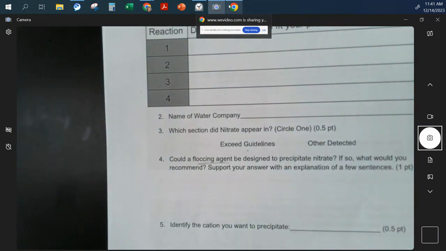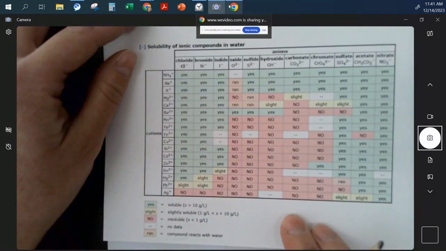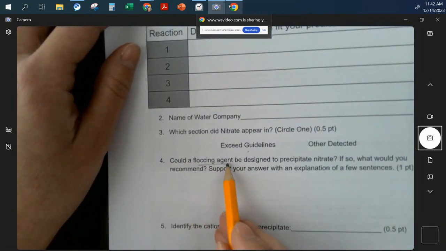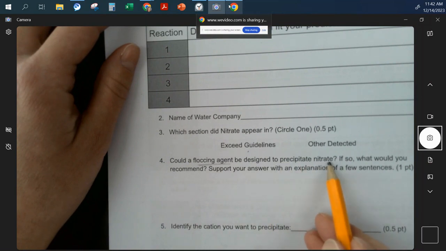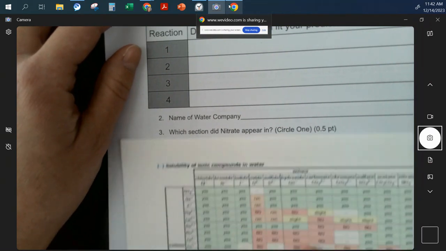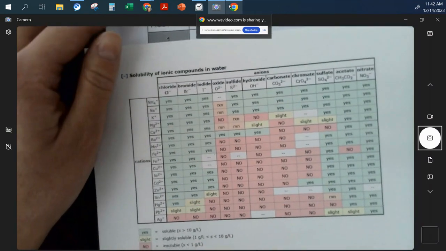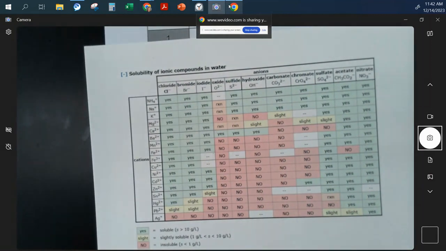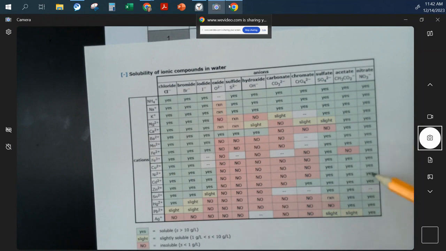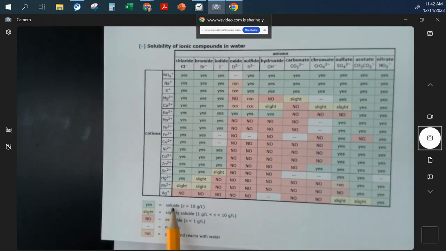Okay, so let's look at this chart. The first question is asking, could a flocking agent be designed to precipitate nitrate? So look for nitrate. Where is nitrate? Is there anything that you could use to make nitrate be a solid? Mine says yes, is soluble. So Baden, you're saying no. Do we agree with that?